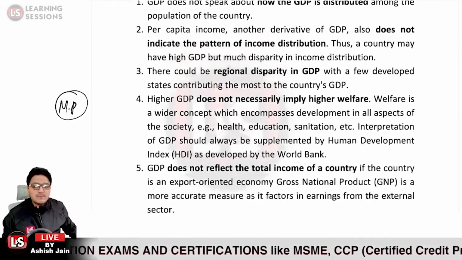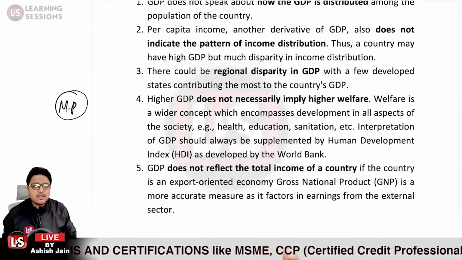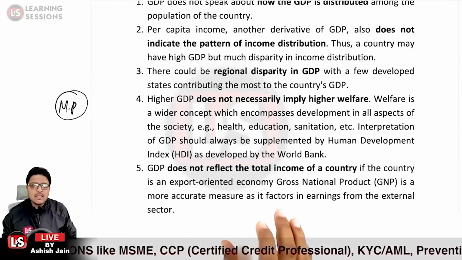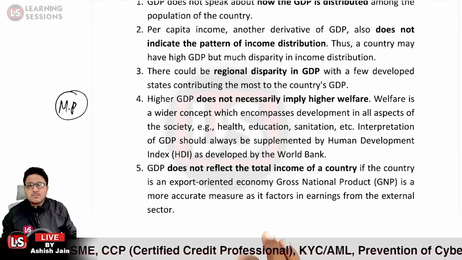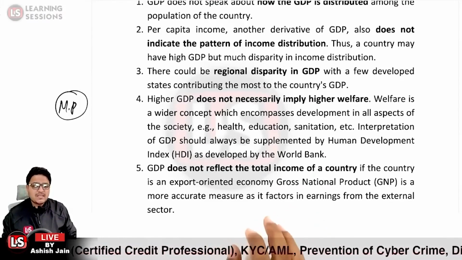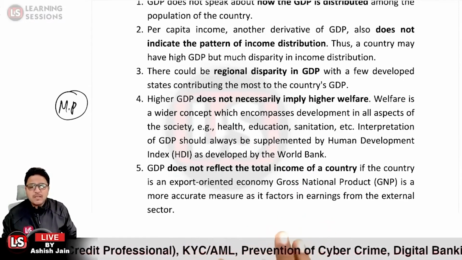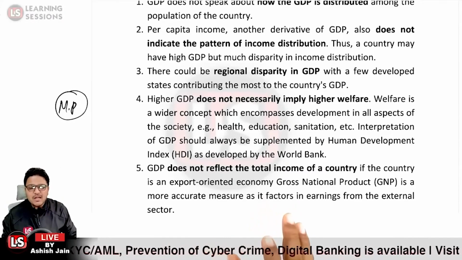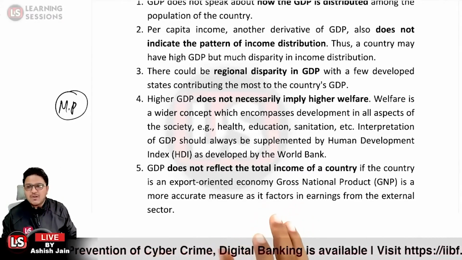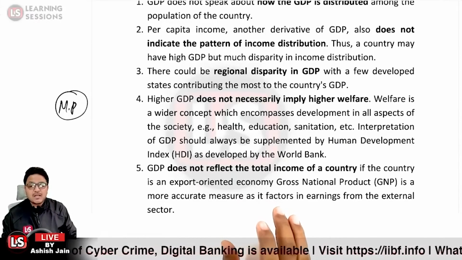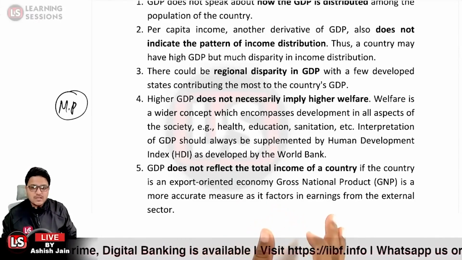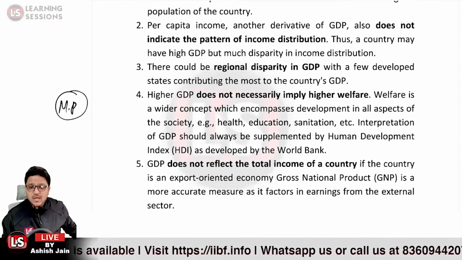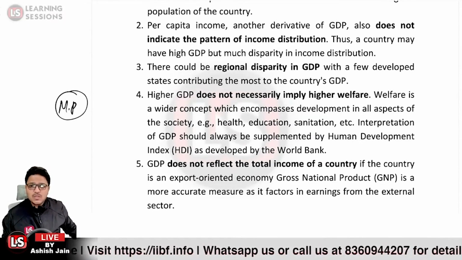Is that clear? And the fifth one is that GDP does not reflect the total income of the country. If the country is an export-oriented economy, GNP is more accurate. Because in case of GNP, what are we considering? We are considering the net receivables also. So these are the limitations related to the GDP.